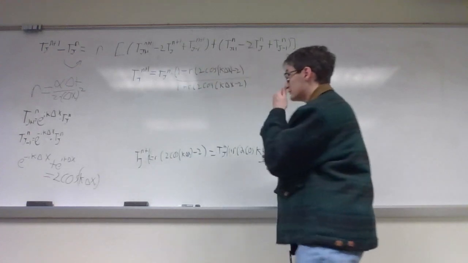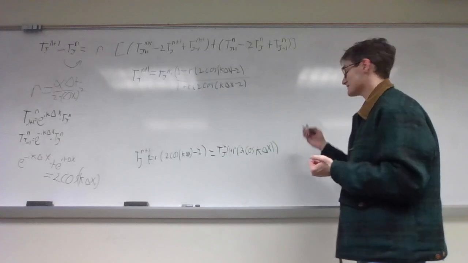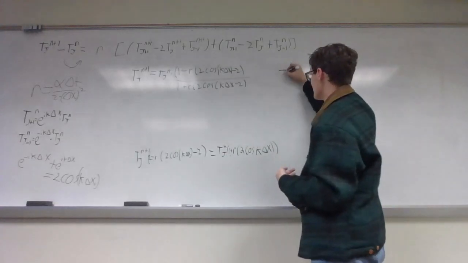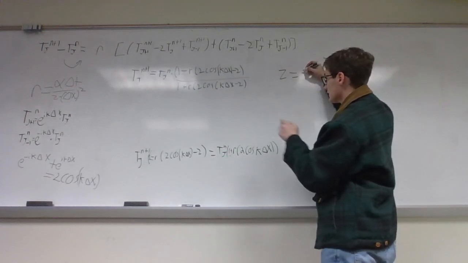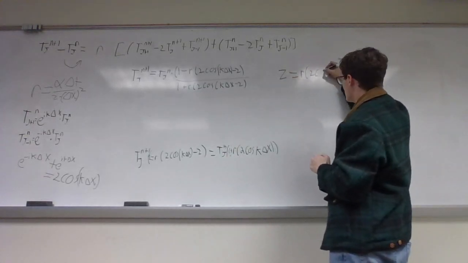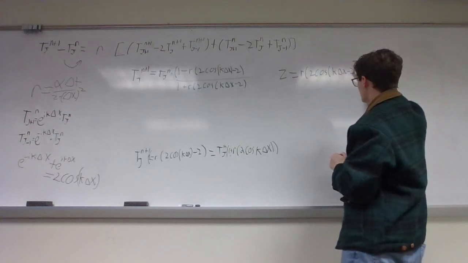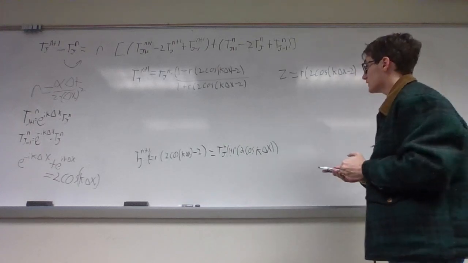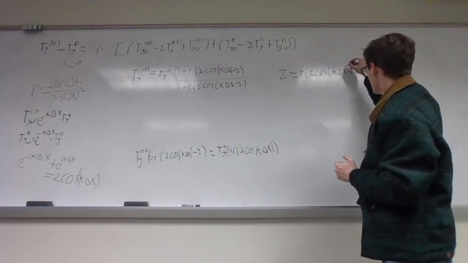And what we're actually going to do is create a new variable. We're going to call this variable z, because z in physics and other fields is a compressibility factor, and I think that makes sense. So z is going to be, we're just going to leave it like this, r times (2 cos k delta x minus 2).